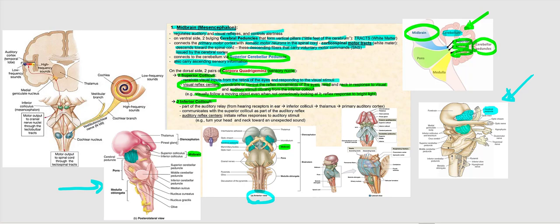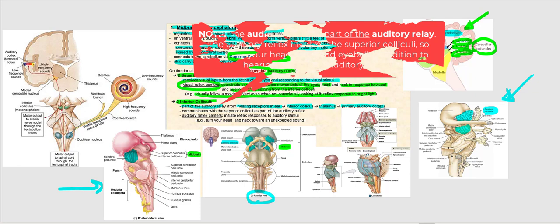Now, what about the inferior colliculi? Well, the inferior colliculi are part of the auditory relay. So how this works is our hearing receptors in our ear, specifically our inner ear, that information is sent to one of the inferior colliculus, which is then transmitted to the thalamus, the relay center, which then relays the information to the primary auditory cortex. Of course, this is associated with the sense of hearing.